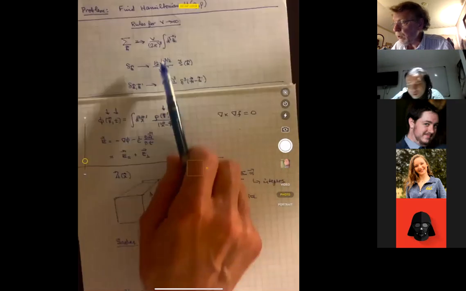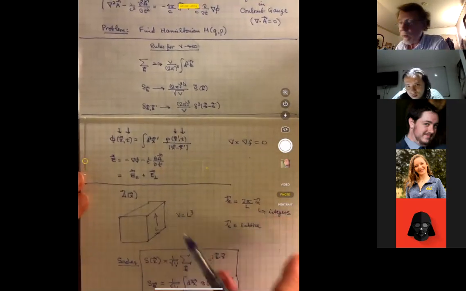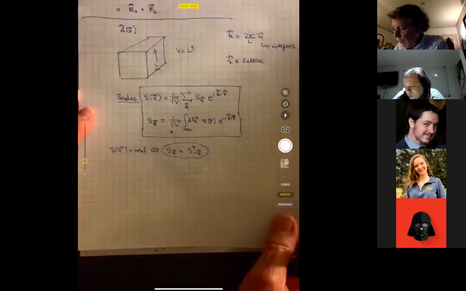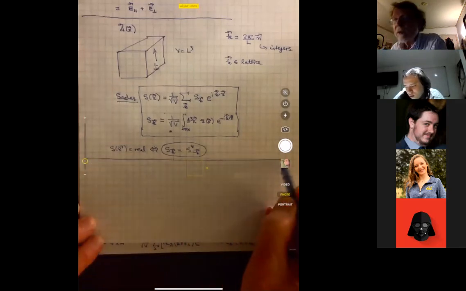So these are easy rules to establish, and I won't use them tonight, but later on we may come back to them. We will need them later on. All right. In any case, that's the setup of a box normalization.